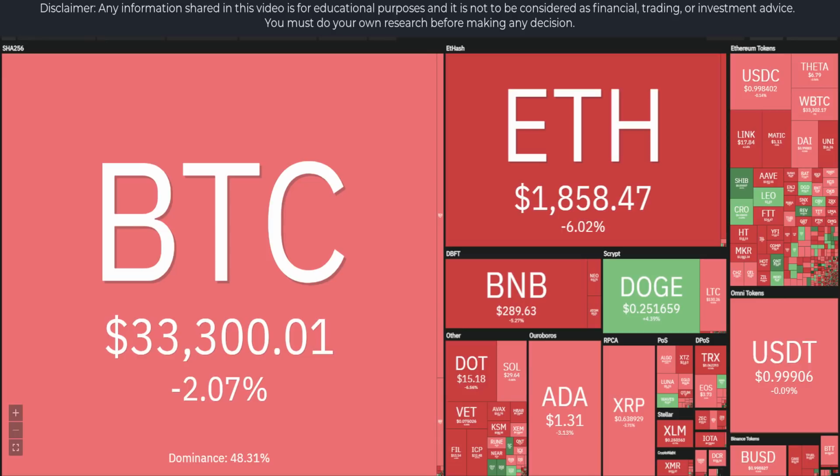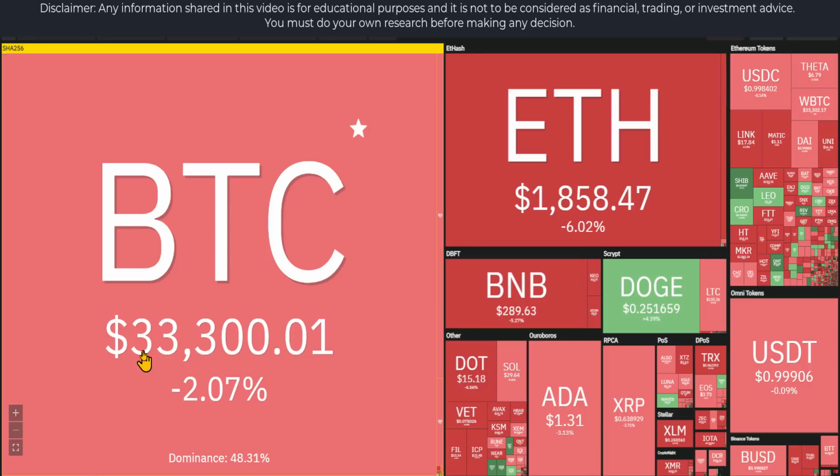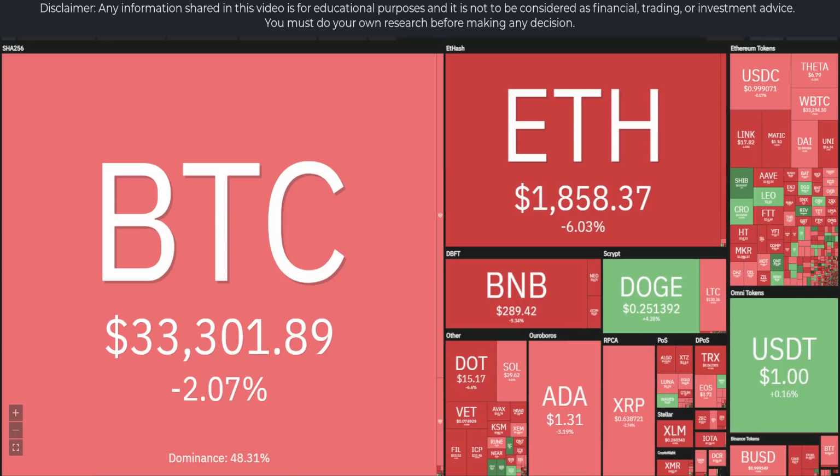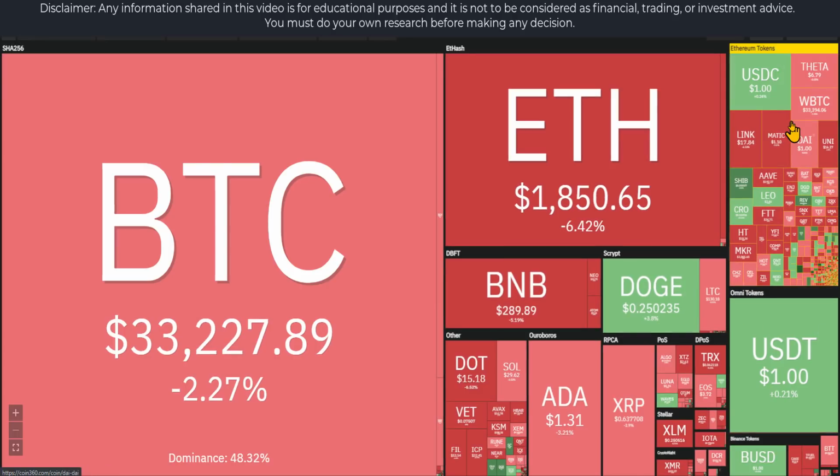Let's run the numbers. Bitcoin is currently trading at 33,300, down about 2%. Ethereum is 1858, down around 6%. We can see USDC, DAI, and BUSD are all red. Now they just turned green. You gotta love real-time charts.